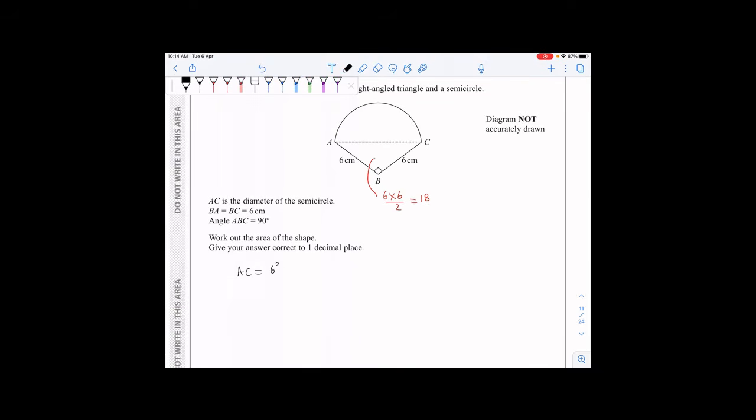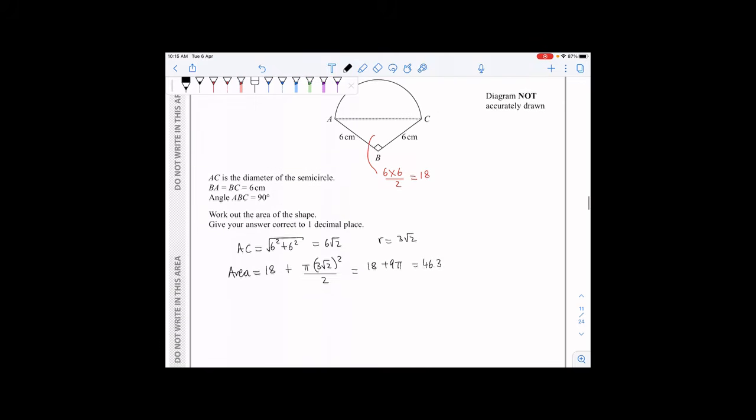So AC will be the square root of 6 squared plus 6 squared. This is 6 root 2. That's the diameter, so the radius is 3 root 2. And therefore the area is the 18, which is the area of the triangle, plus pi r squared over 2. It's the area of the circle divided by 2. This is 18 plus 9 pi, which we need to give correct to one decimal place. It turns out to be 46.3 squared centimeters.